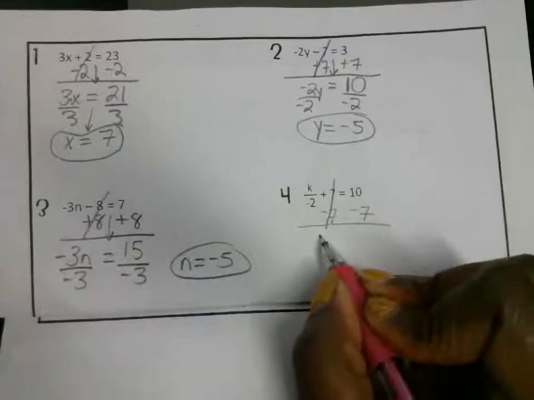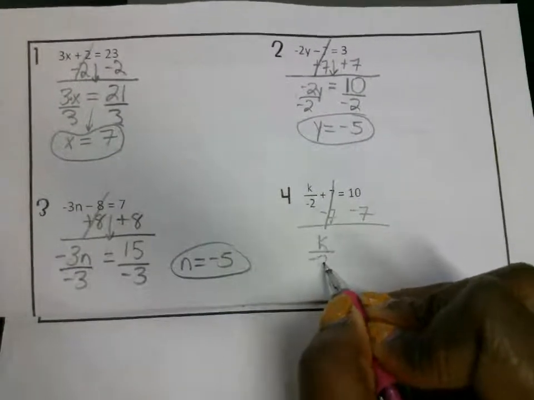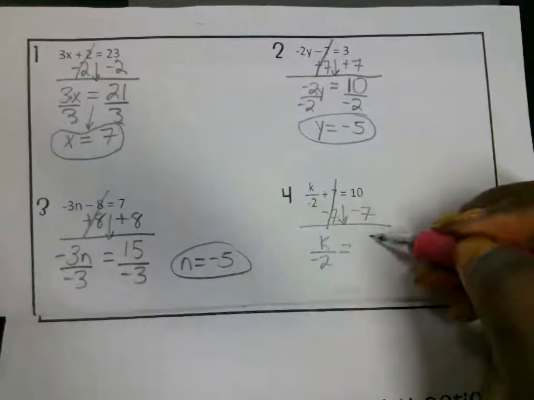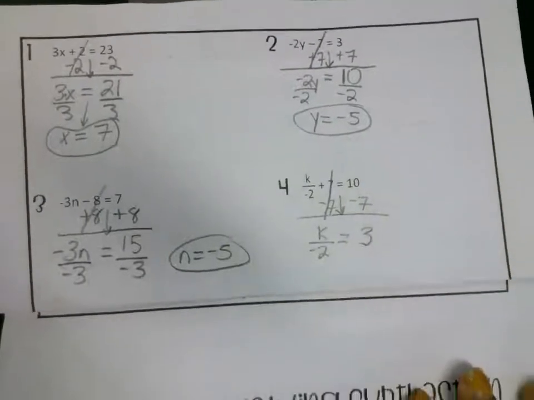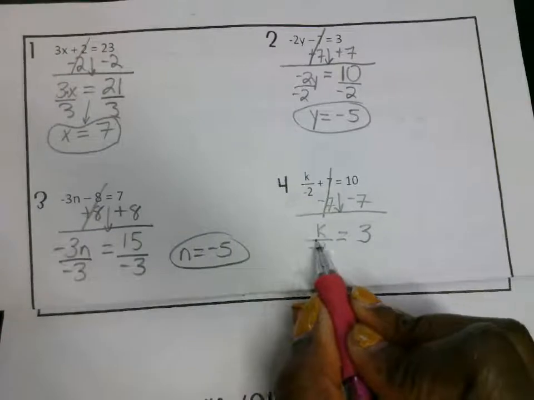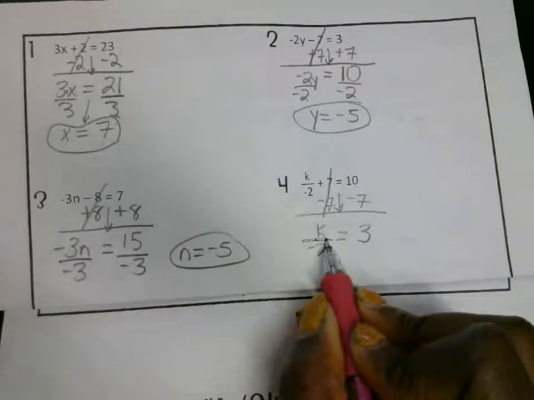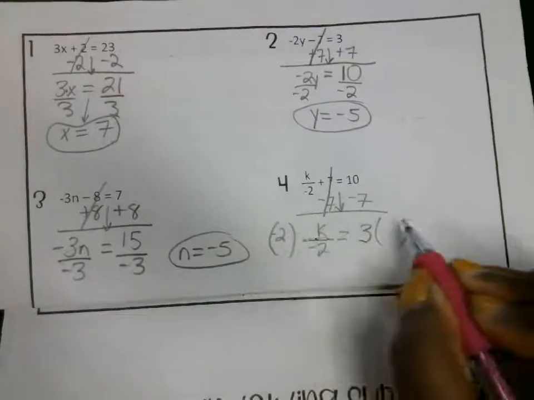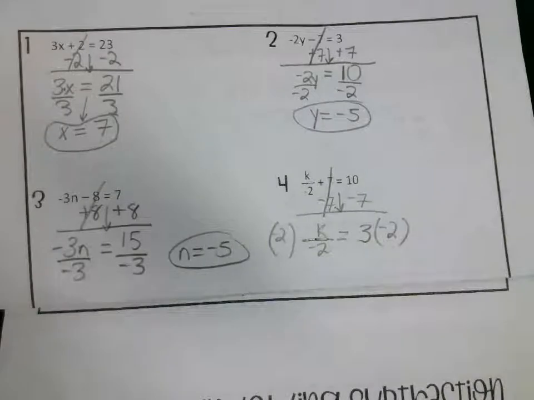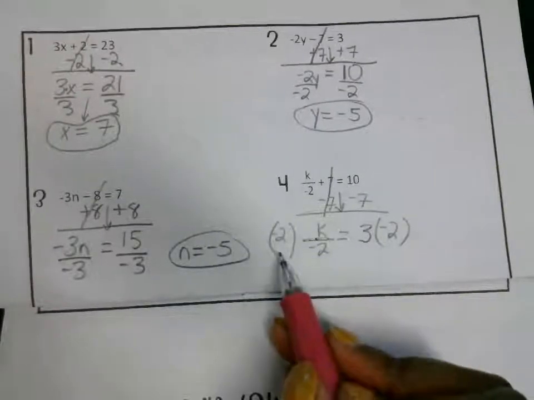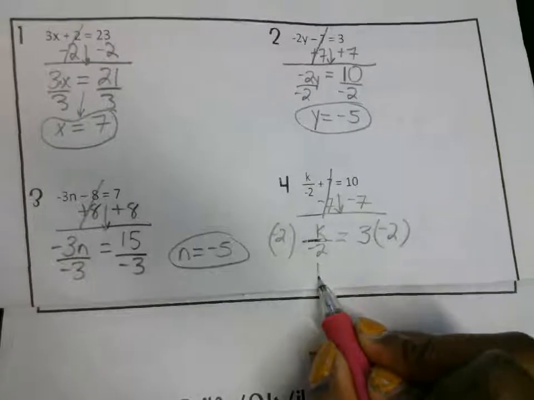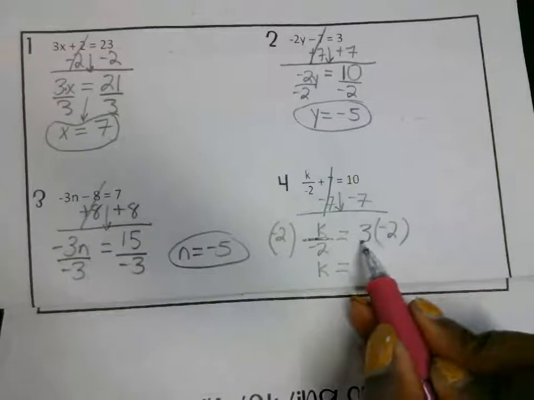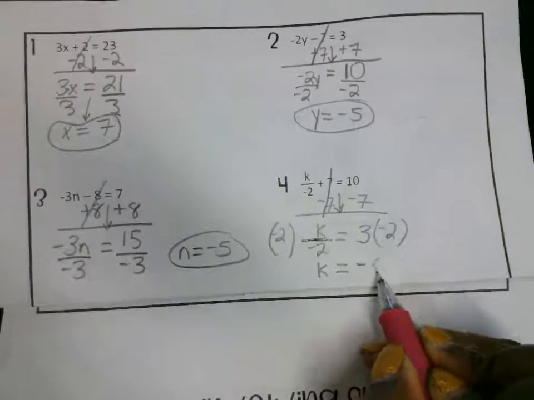This is 0. We're left with k divided by -2. What do we get on this side? 3. This is division. What's the opposite of division? Multiplication. So we're going to multiply both sides by what number? -2. When we multiply this side by -2, we're just left with what? K. When we multiply this side by -2, what do we get? -6.